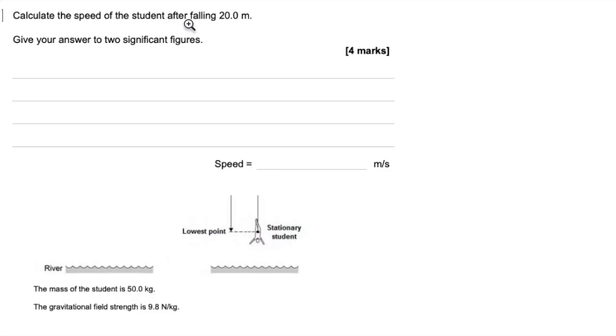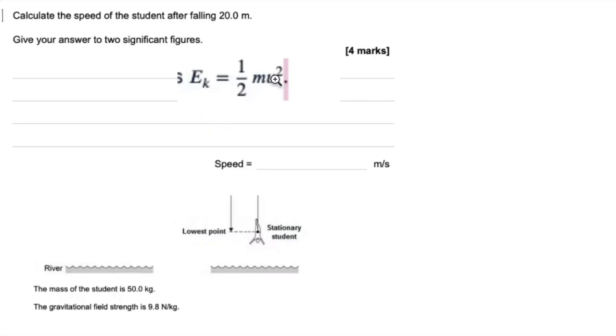Speed of the student after falling 20 meters. Now think about the formulas that have speed, and it relates to the information you have. A common formula of speed is distance over time, but we actually don't have the distance or the time. Another formula that speed is used in is the kinetic energy formula, which is half mv squared. And if you think about it, we actually have all of this information.